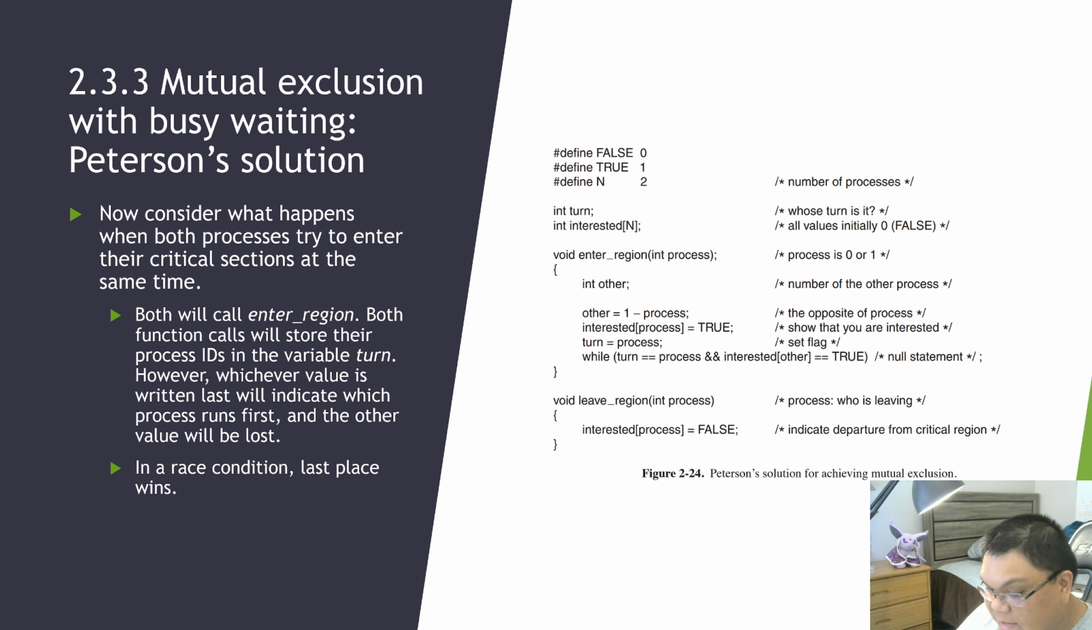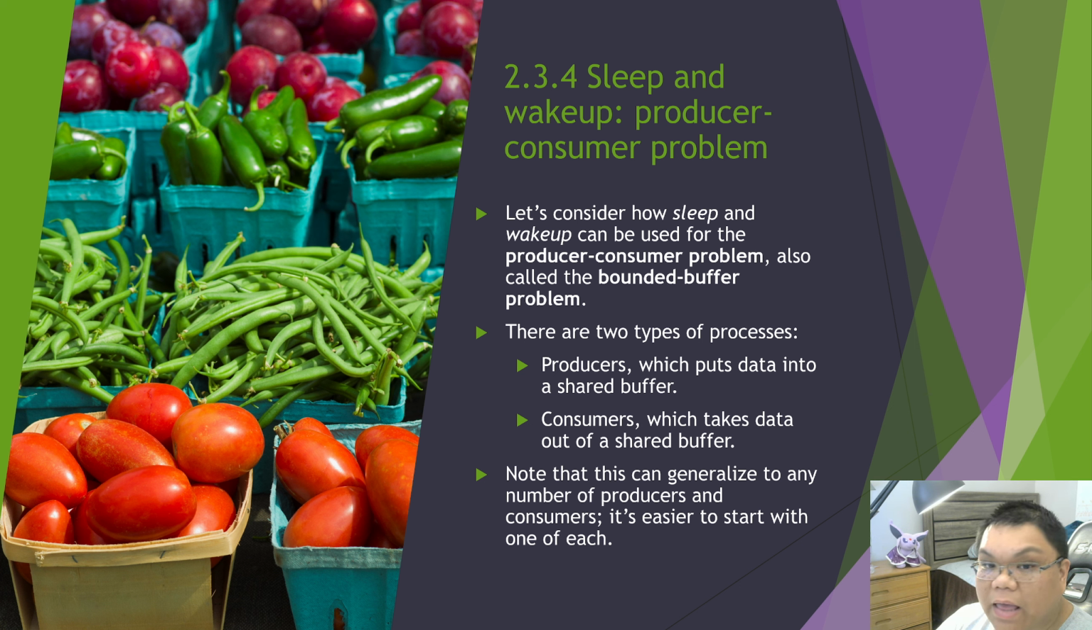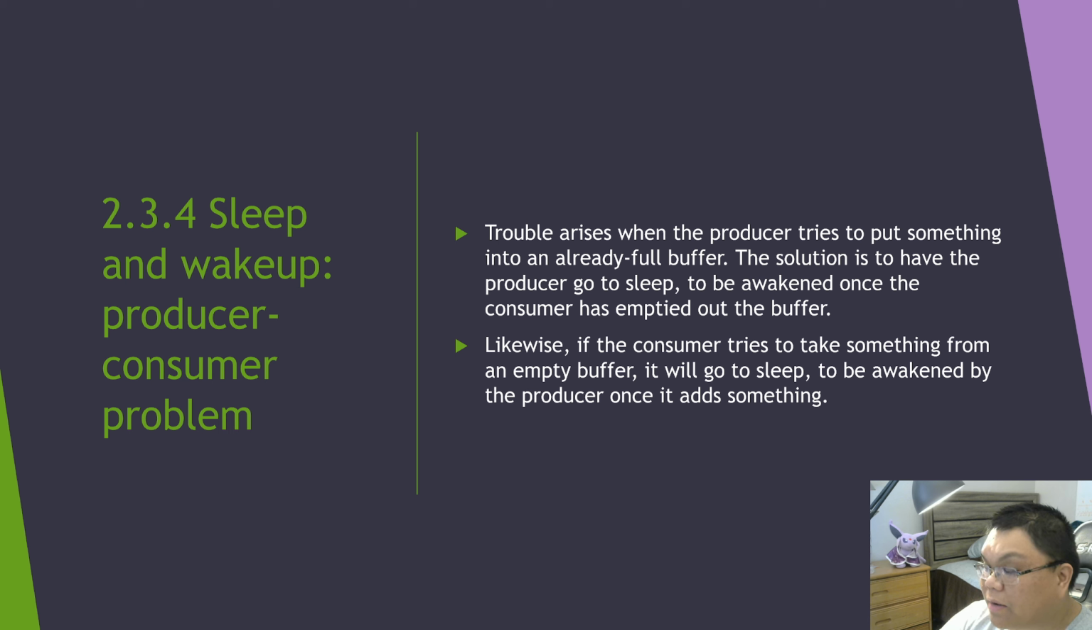One of the things that we might be discussing regarding pthreads is something called the producer-consumer problem. It's also called the bounded buffer problem. Basically, we have two processes, or possibly two types of processes. One type is the producer. It puts data into a shared buffer, and the other one is a consumer, which takes data out of a shared buffer. So the problem arises when the producer tries to put something into an already full buffer.